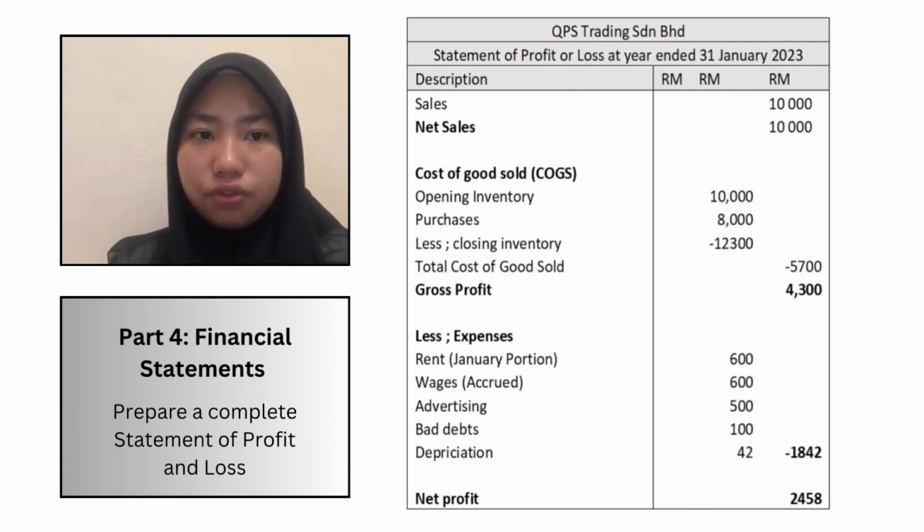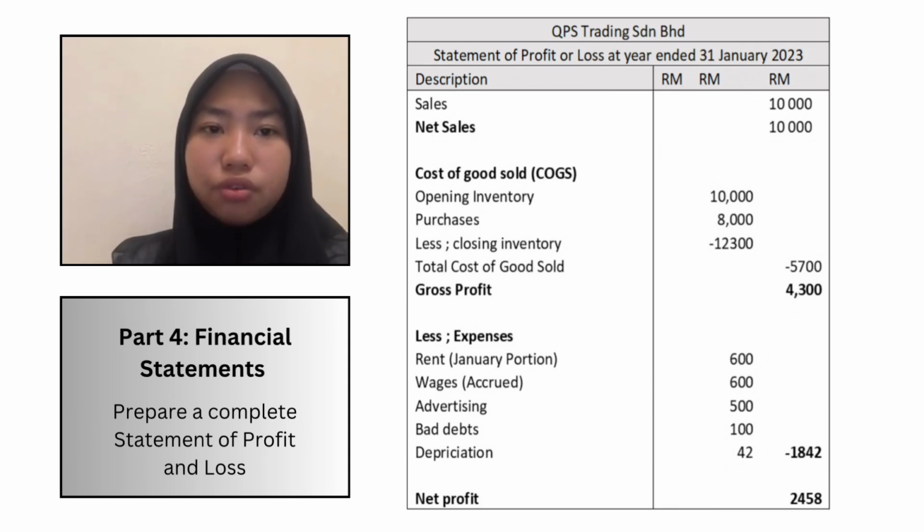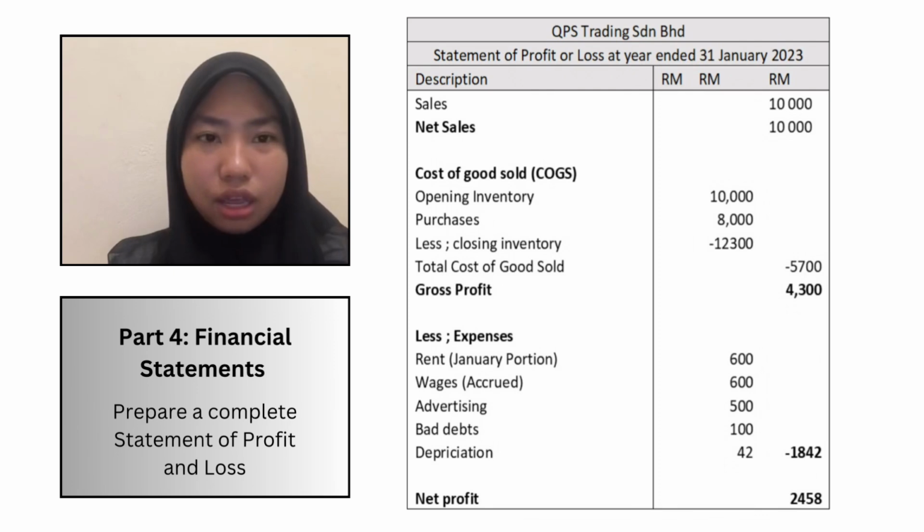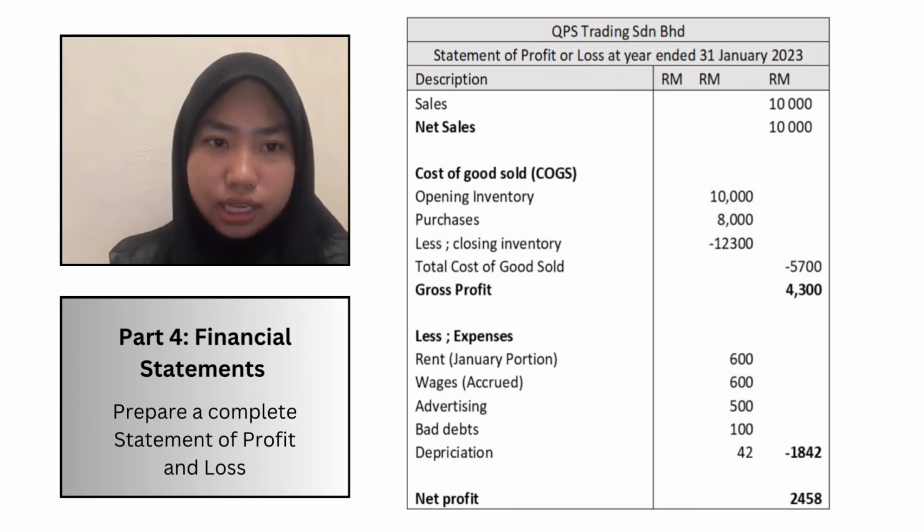Next is the cost of goods sold. The opening inventory was 10,000 ringgit. Purchases made during the year amounted to 8,000 ringgit. After adjusting for the closing inventory of 12,300 ringgit, the cost of goods sold is negative 5,000 ringgit 700. This calculation results in a gross profit of 4,000 ringgit 300, which is the difference between the net sales and COGS.